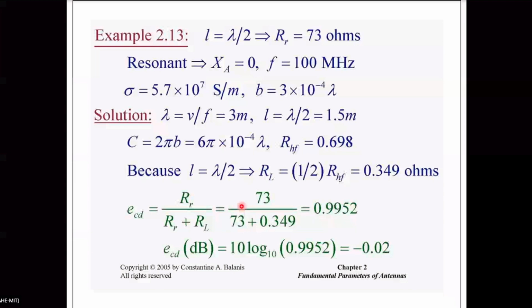Please go to this slide, it is very important. He has found out RL and then found out ECD, and found out ECD in dB. ECD will always be 0 or less than 0. In dB, ECD will always be 0 or less than 0.